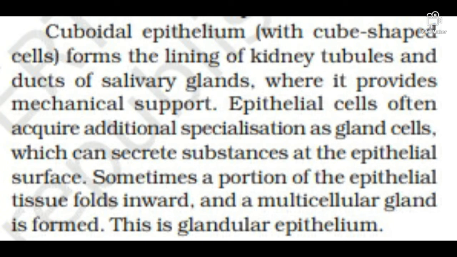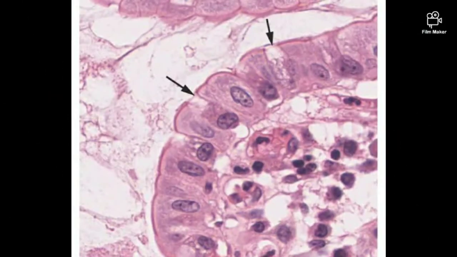And there are the epithelial cells which are specialized additionally as the gland cells, which can secrete substances at the epithelial surface. Epithelial surface means the outer surface. Sometimes a portion of epithelial tissue folds inward and a multicellular gland is formed. This is called glandular epithelium. You can see the microscopic picture of the tissue.